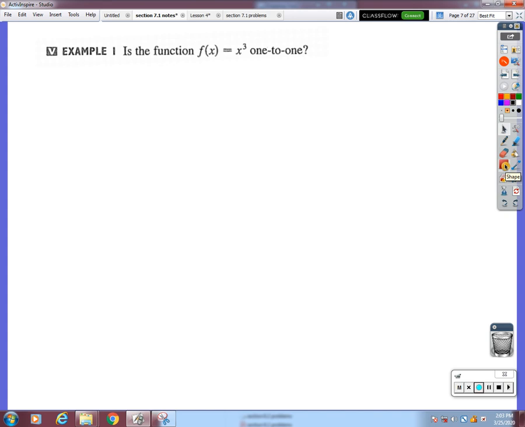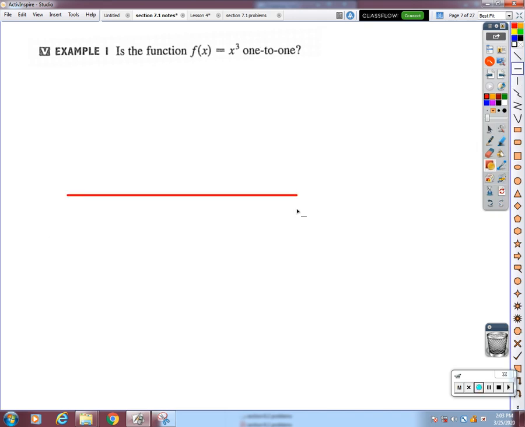All right, so is the function f of x equals x cubed a one-to-one function? Well, let's take a look at the graph, and then I bet you can figure it out.